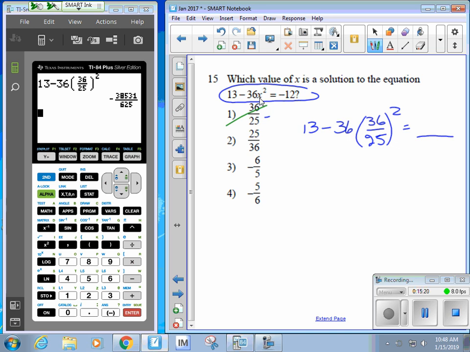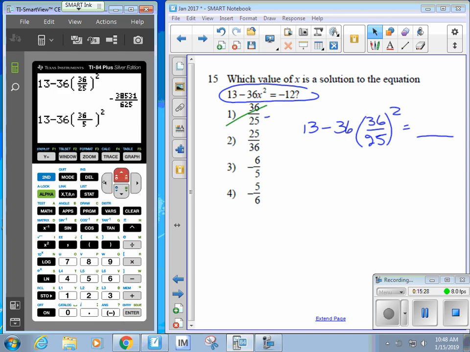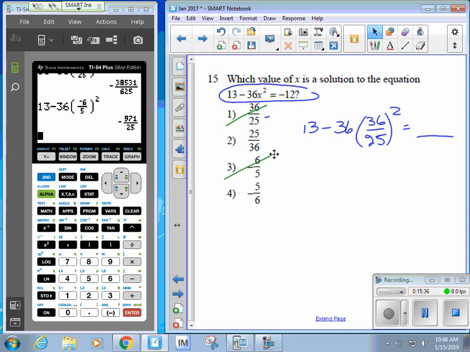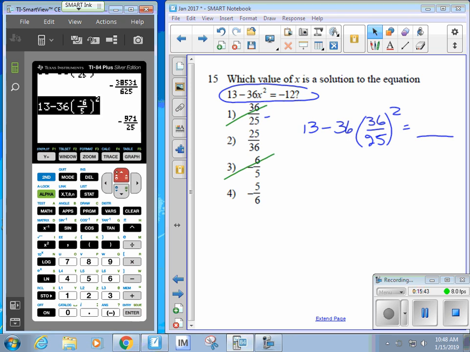Okay, let's try 3. So negative 6/5 is what I'm going to sub in, and I don't want to retype everything. I'm just going to go over here and delete the parts that I don't need. Negative... Doesn't come out to 12, so it's not right, or negative 12. You want 4 or 2? All right, so if I go to 2, that should be 25 over 36.